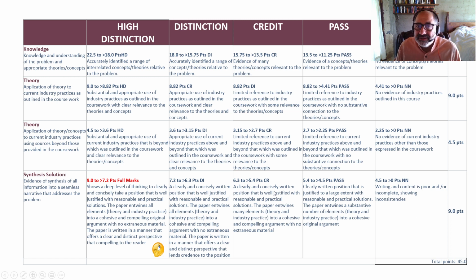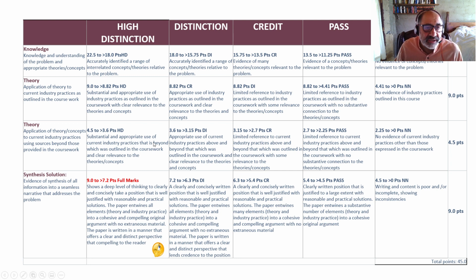Clearly and concisely written. So this is like the academic journal summary. If every sentence counts, you don't repeat yourself, you haven't got a lot of junk in there or excess, then you'll get between 6 and 5.5. For this one, well justified with reasonable and practical solutions. The paper entwines all elements, theory and industry practice. Doesn't mean all theories, all relevant ones it should be, into a cohesive and compelling argument with no extra material. The paper is written in a manner that offers a clear and distinct perspective that lends credence to the position, gives you 7 out of 10 or distinction.